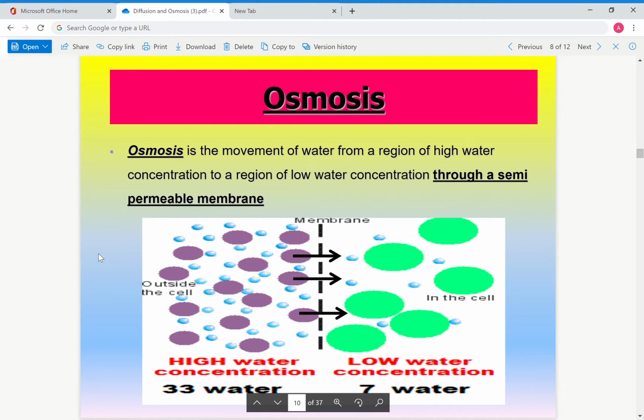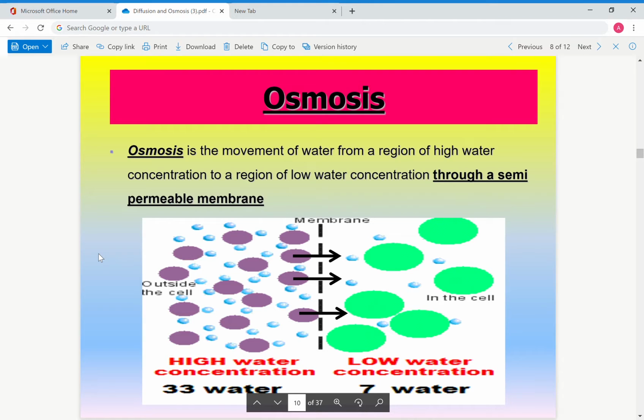When we look at osmosis, it's quite similar to diffusion, but it's the movement of water molecules from a region of high water concentration to a region of low water concentration through a semi-permeable membrane. So that's the definition for it, but to put it into simple words, it means that water is going to move from an area where there is a lot of it to where there's not much of it. And it is osmosis when it travels through a membrane, like a space for something to travel through.